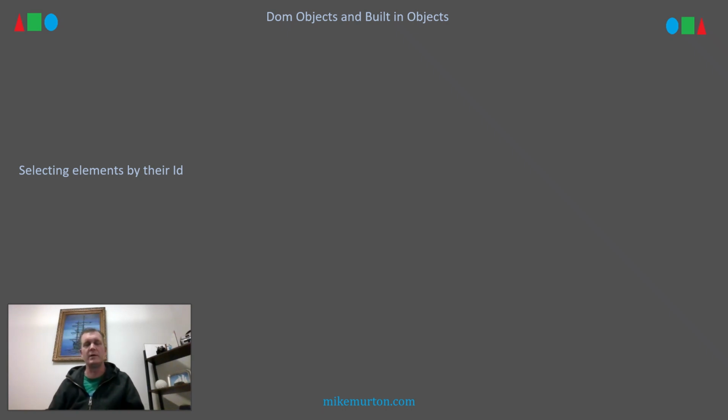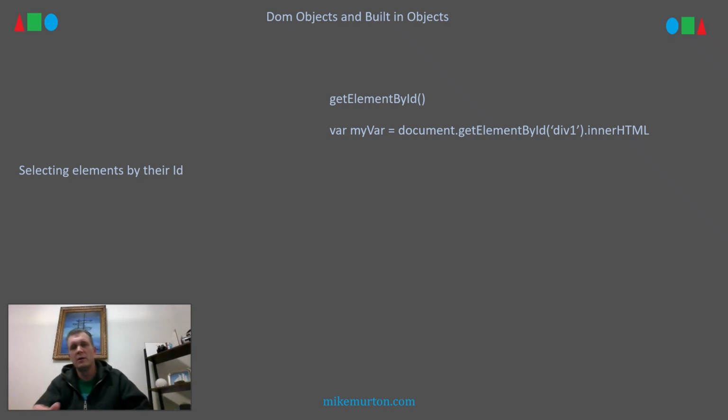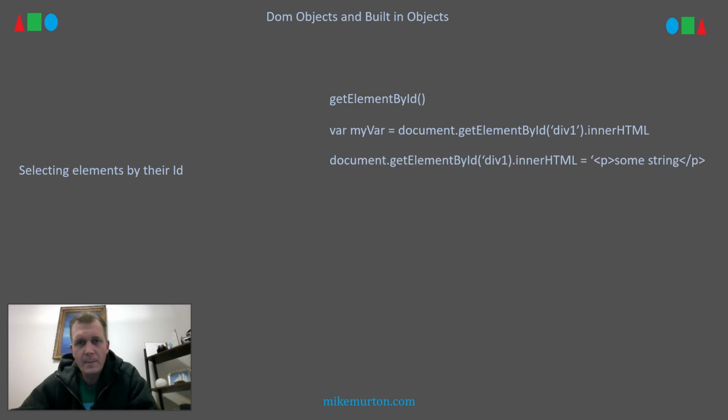Selecting elements by their ID is a very important topic in JavaScript. It allows us to interact with the HTML elements on the page. The main method to do that is getElementById. When we call document.getElementById, give it an ID, it exposes properties such as innerHTML. So this call declares a variable, var myvar is equal to document.getElementById("div1").innerHTML. So it sets the variable myvar to the innerHTML of the div1.